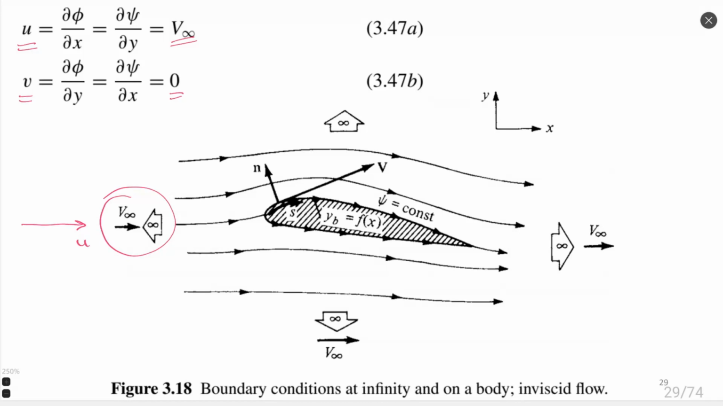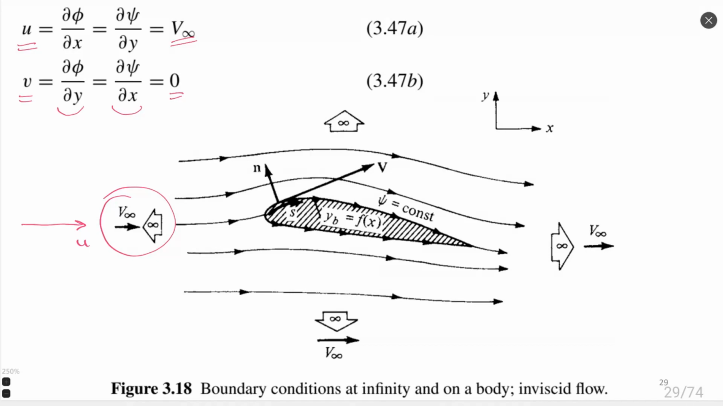So it means that the derivative of the potential function by the y coordinate would be equal to 0 at infinite distance, or the derivative of the streamline function by the x coordinate at infinite distance would be equal to 0. I think these boundary conditions are simple, right? Because they are just one number and a 0 value.